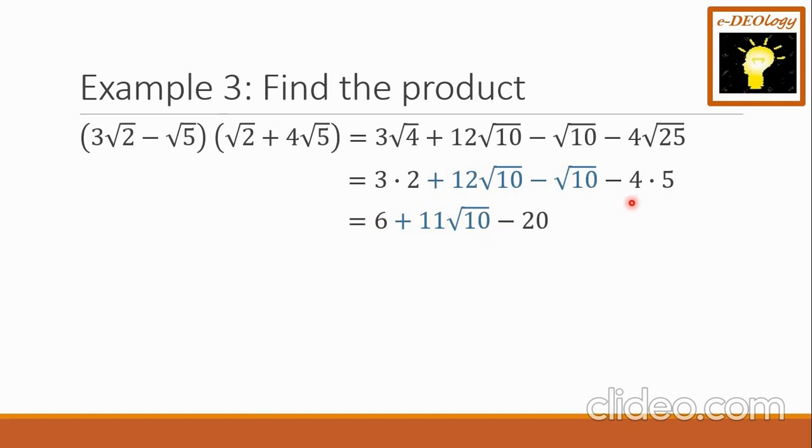Then minus the product of 4 times 5 is 20. And in here we can combine the 6 and the negative 20 to be negative 14. Then we will copy this radical down here, plus 11 square root of 10. So this is our final answer.